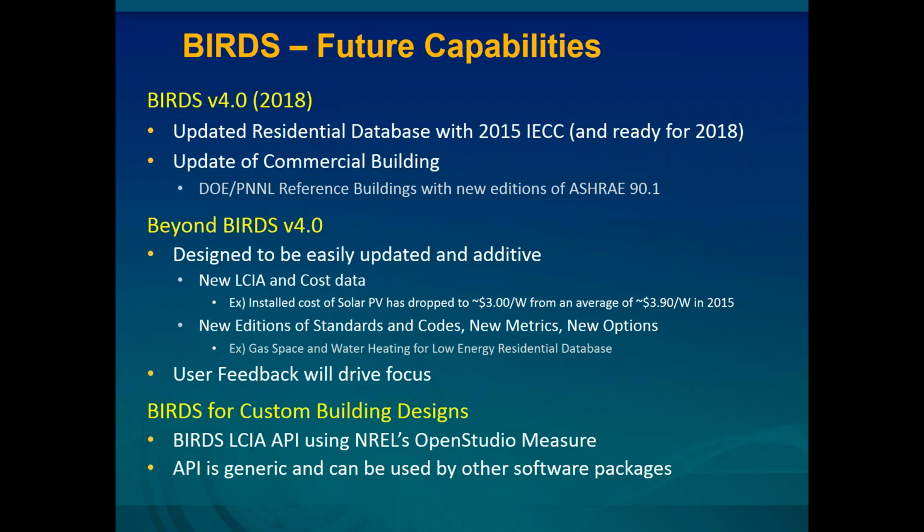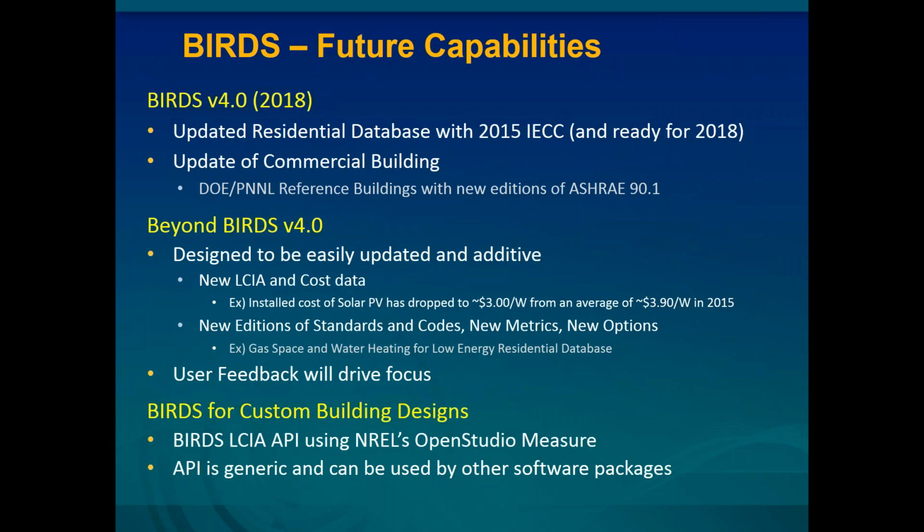And then moving beyond that, we designed the tool so we can easily update the current data. All the code has been written to rerun everything based on new information, as well as to add to the database, so adding more options. Just for an example, if we get new LCIA data or new cost data, such as solar PV, which has dropped significantly just over the last year or two, those are things that we can change in the underlying source data tables, rerun the code, and generate these results in the matter of days or weeks, and then incorporate those into a new version, or just do an update of the underlying data.